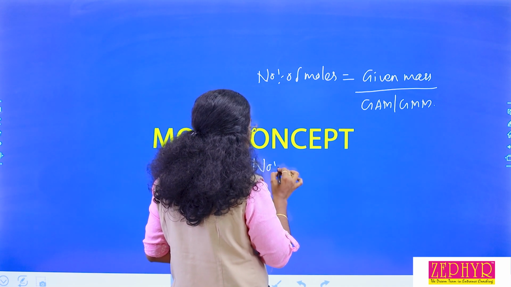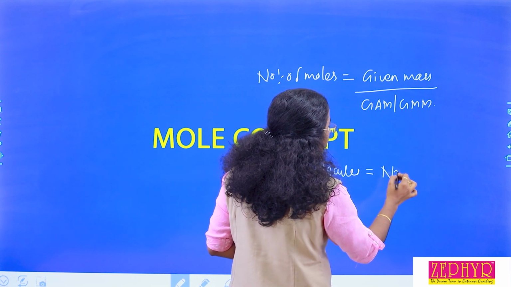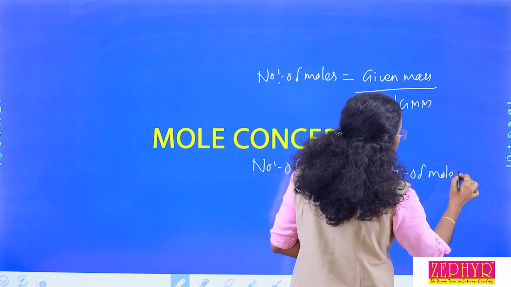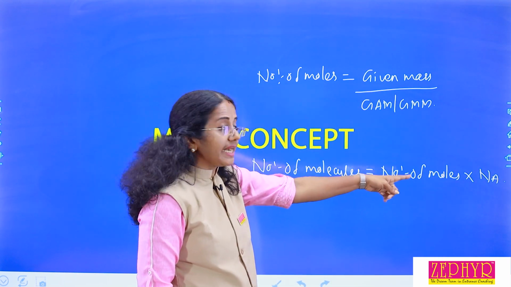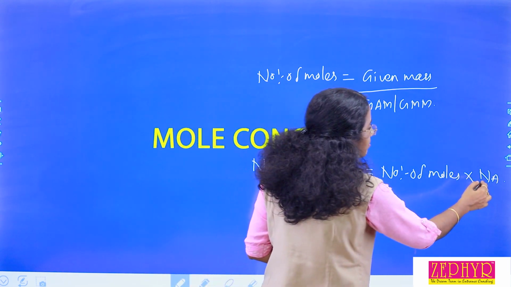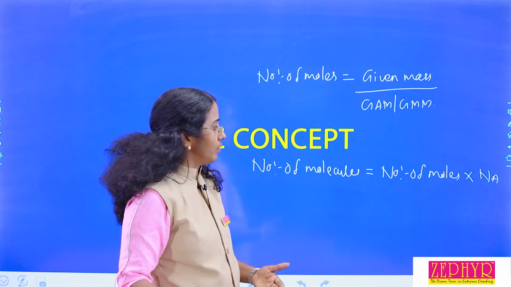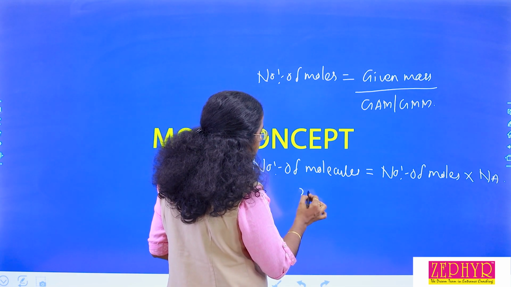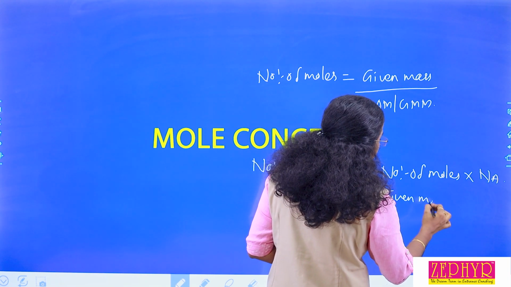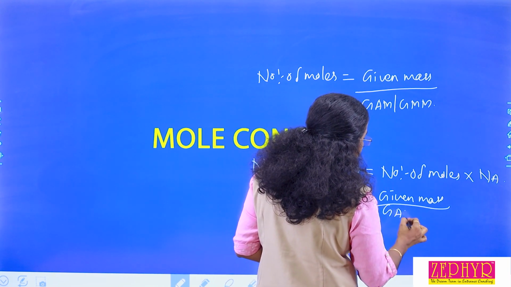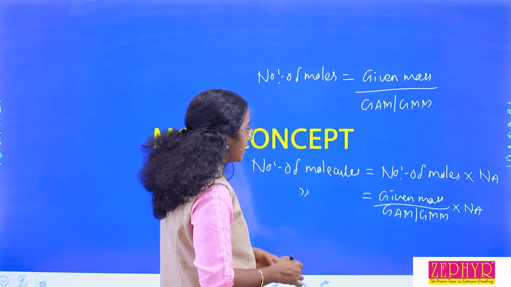What about number of molecules? Number of molecules equals number of moles multiplied with Avogadro number, Na. Na is the Avogadro number, 6.022 × 10^23 particles, either atoms or molecules. Otherwise, one more equation is given mass divided by GAM or GMM times Avogadro number, for number of molecules.